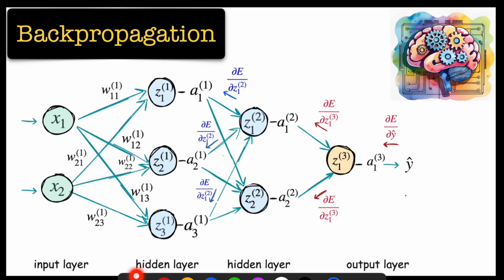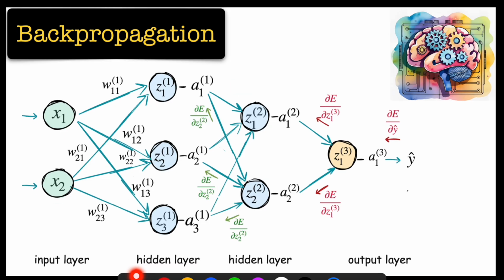Now here we see del E del Z12 we calculated, and this Z12 is what? It's a weighted combination of A11, A21, A31. So all of these are contributing to Z12. So this error will be used to calculate gradients for all these three. So this del E del Z12 will flow in these three directions, right? Similarly, del E del Z22 we will calculate here, and this will flow in these three directions.